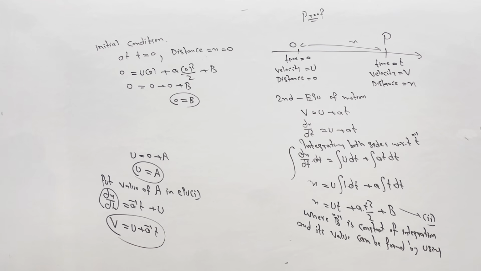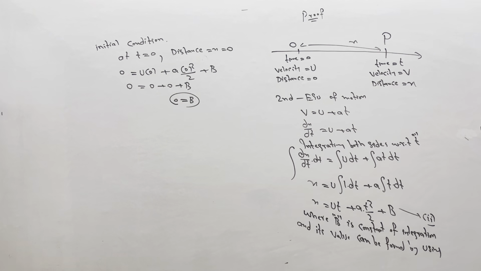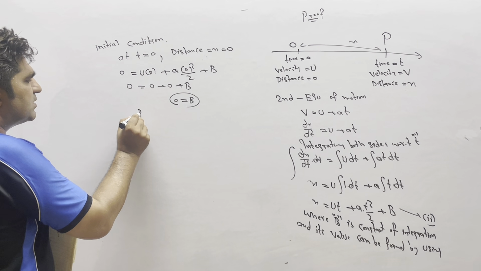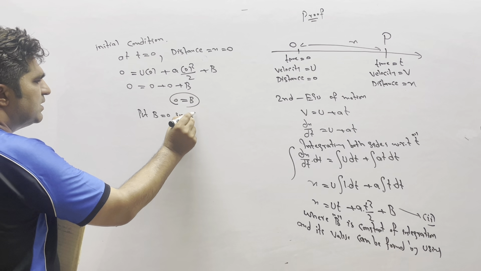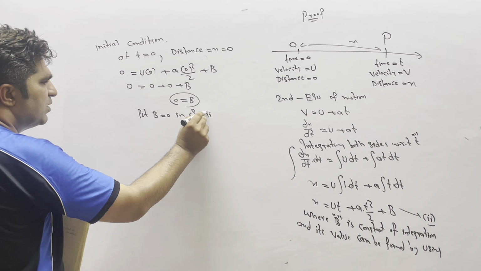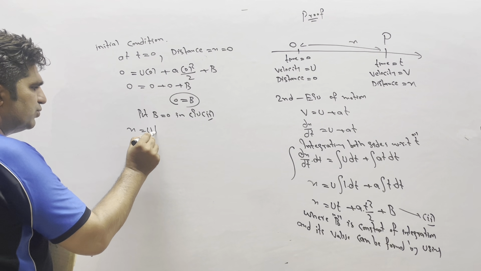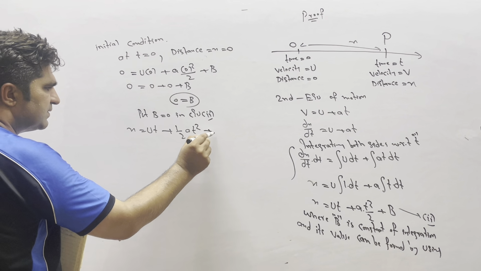Let's see here. If I put B equals 0 in the equation, what will happen? x equal to ut plus half at square plus B which is 0.